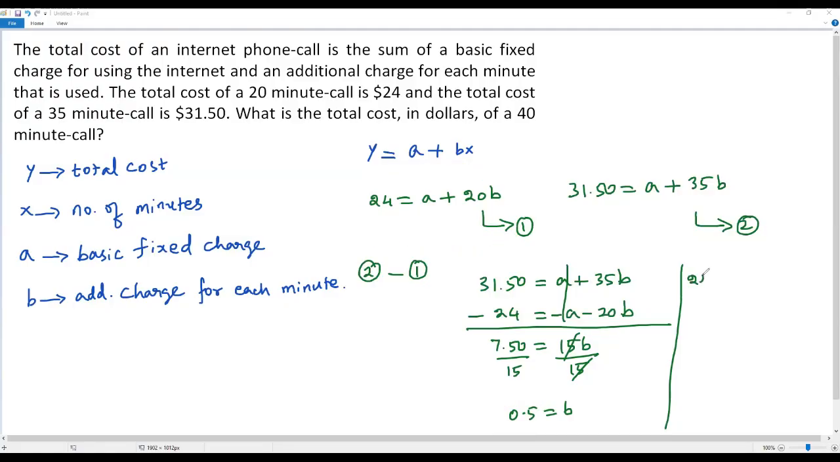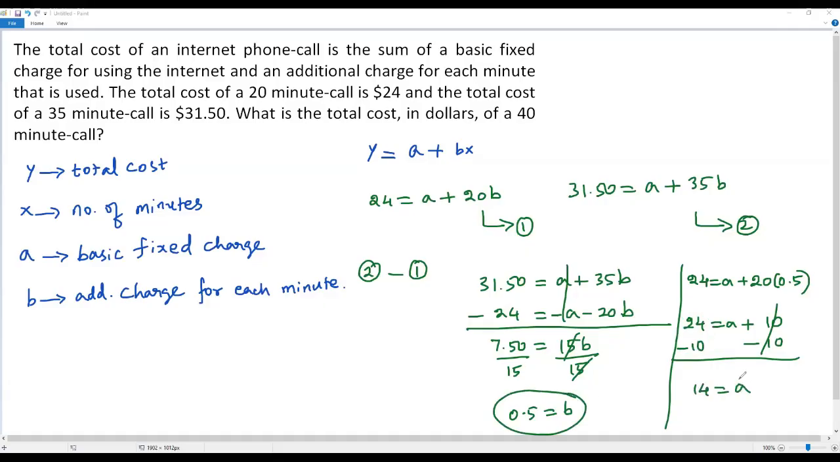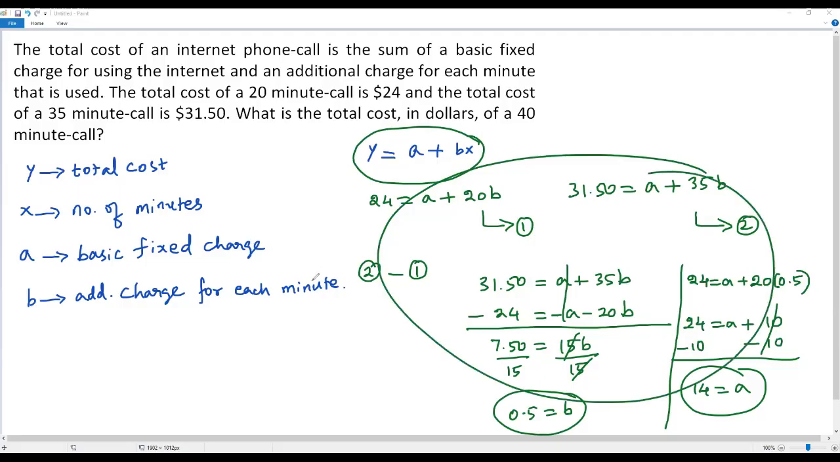Then I'm getting 24 equals A plus 20 times, for this B, we plug in 0.5. Then we get 24 equals A plus, when I multiply 20 and 0.5, I'm getting 10. Now to solve for A, let me subtract 10 from both sides. When I do so, this positive 10 and negative 10 will cancel out. 24 minus 10 is just 14, so 14 equals A. Now I got the value of B and A as well. Now I have to plug in A equals 14 and B equals 0.5 into the total cost function. Let me erase this stuff and continue the problem.